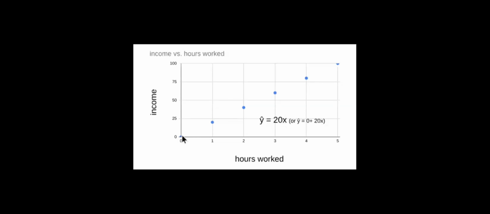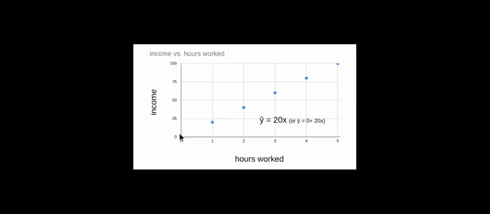And what about the y-intercept? That's 0, right? Because when x equals 0, y equals 0. Because in this case, we're talking about getting a $20 salary per hour. That means if you don't work any hours, you get 0. So the y-intercept will be 0. So if you write it out explicitly, it will be y hat equals 0 plus 20x. But that's the same as y hat equals 20x.